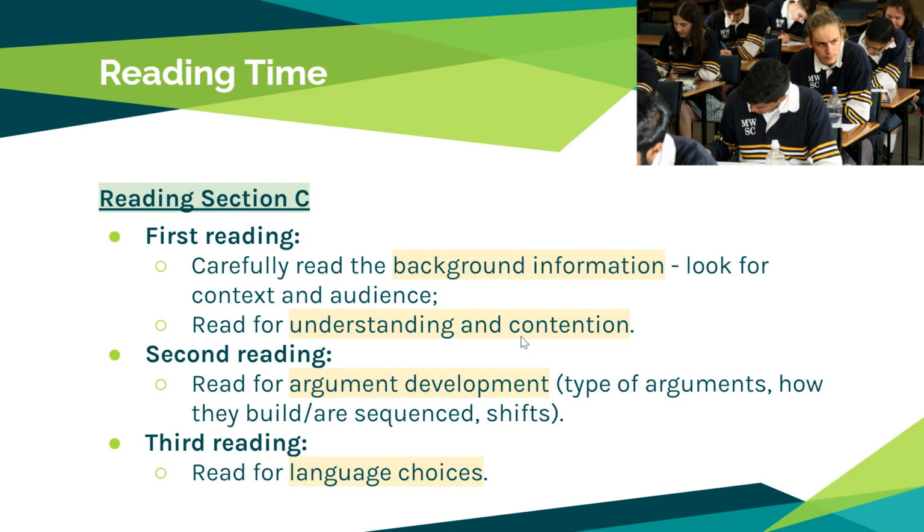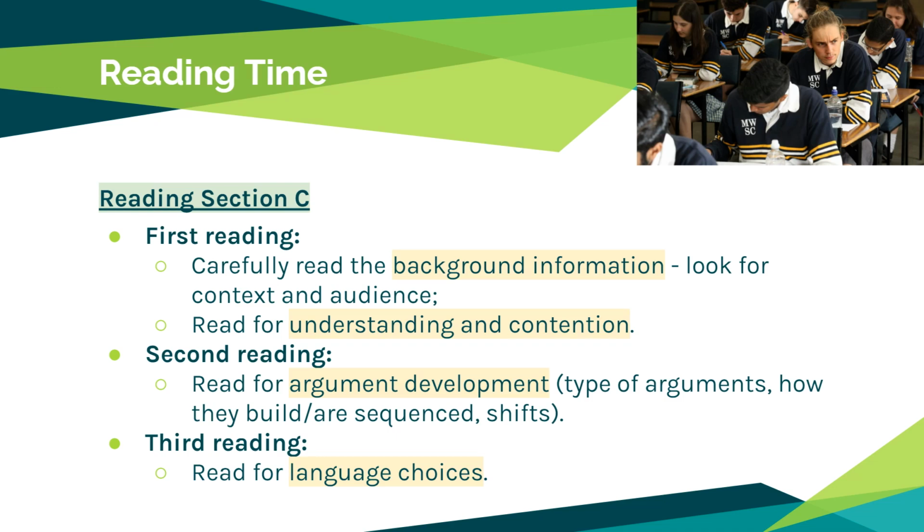So in terms of Section C, there's no sort of formula, but I would recommend, if you can, read Section C 3 times. The first time you read the text or texts for Section C, you want to carefully read the background information box. Here you're really focusing on understanding the context and the audience of the text. From there, you just want to read the texts, whether it's an article, a podcast transcript, a newsletter, whatever you're given. You simply want to read it and try to understand what the text is about and what the author's contention is.